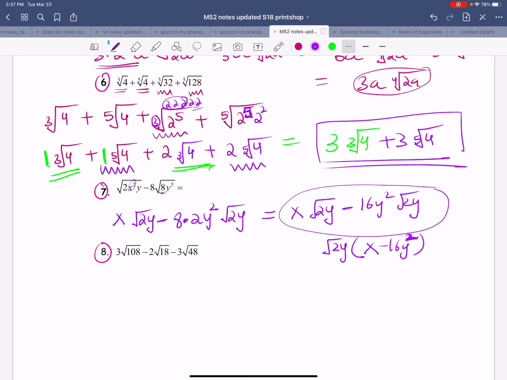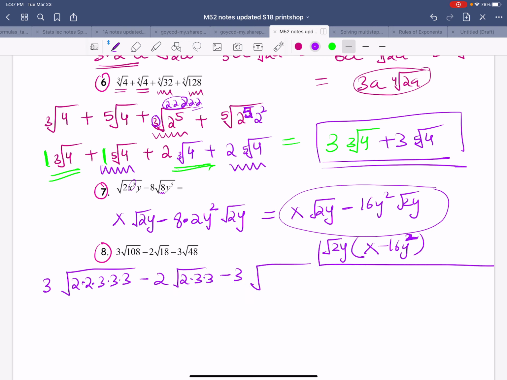Here is example number 8. In example number 8, we are going to break the 108 now. 108 is going to be, let's see, 27 times 4 is 108. So let's go ahead and do the prime factorization. And 27 is 3 times 3 times 3. So that would be 27 times 4 minus 2 times 3 times 3 minus 3. Okay, so that's just, I did the prime factorization for 108, 18, and 48.